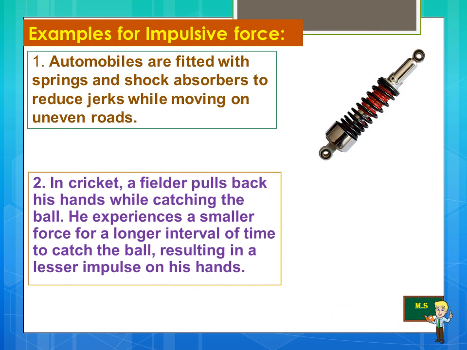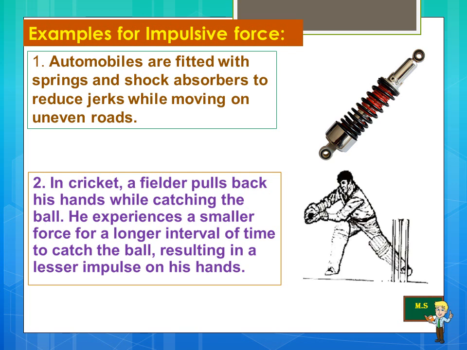Next, examples for impulsive forces. Automobiles are fitted with springs and shock absorbers to reduce jerks while moving on uneven roads. It's very important to have a shock absorber in each and every four-wheeler, two-wheeler and everything. Then the second example is in cricket, a fielder pulls back his hand while catching the ball. He experiences a smaller force for a longer interval of time to catch the ball, resulting in a lesser impulse on his hand. This you all experienced, I think.